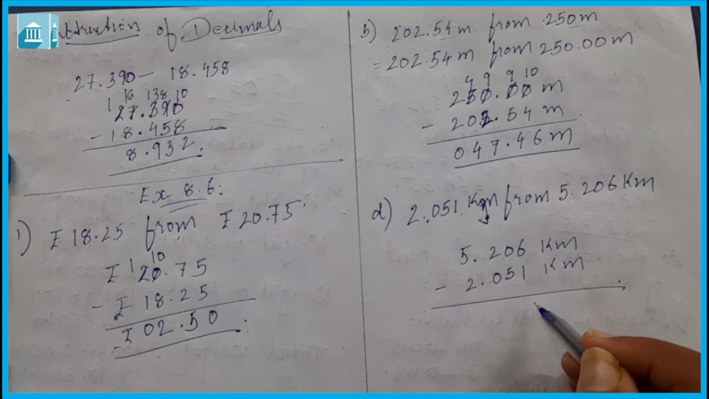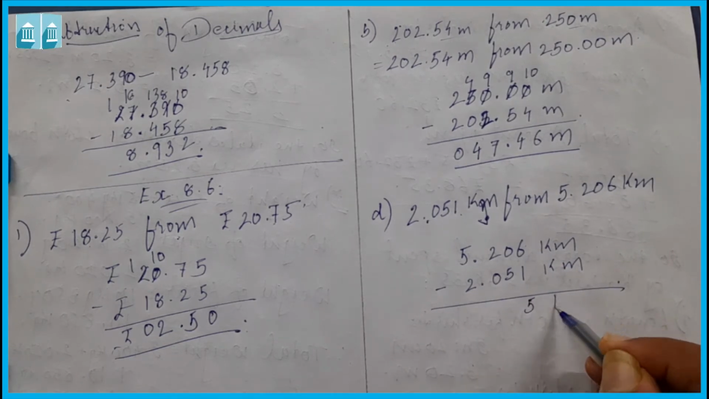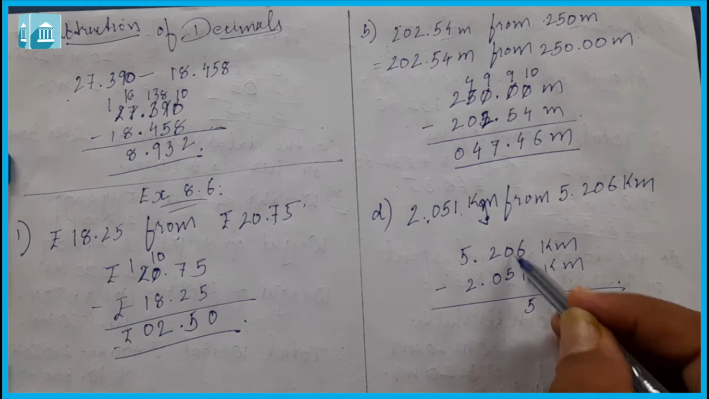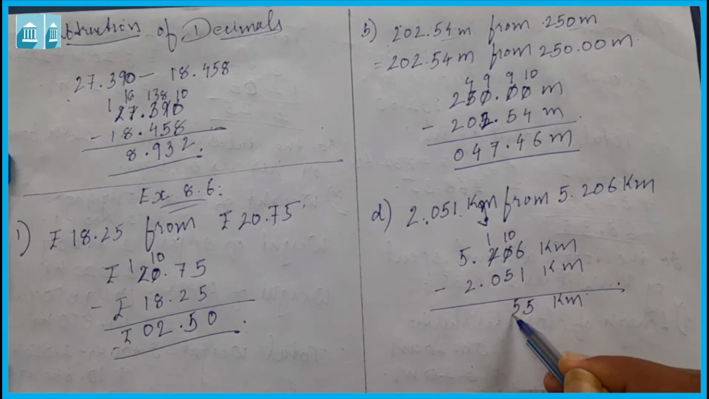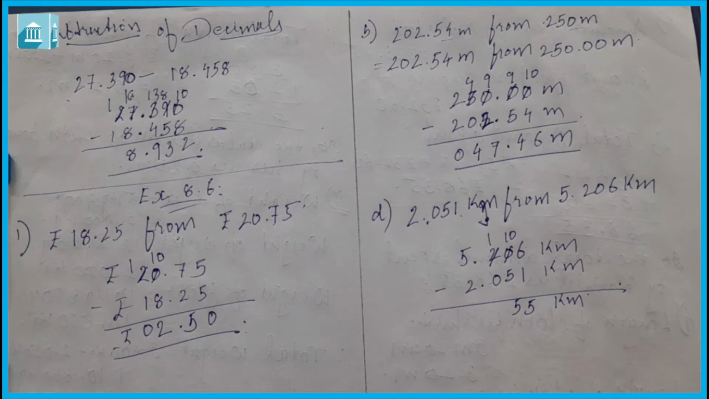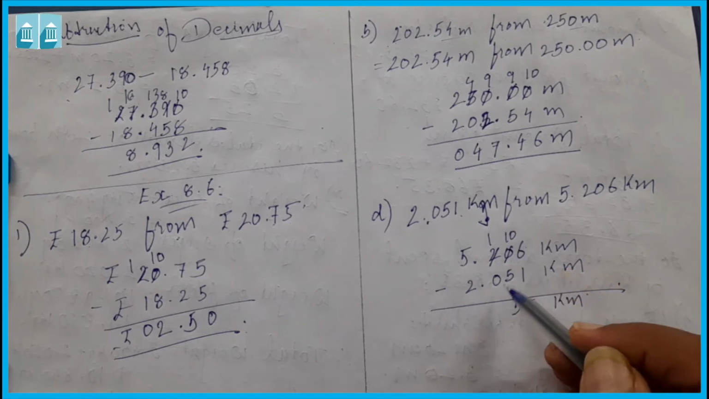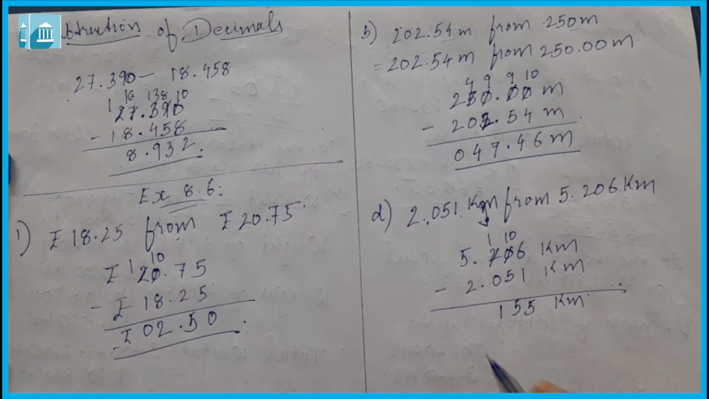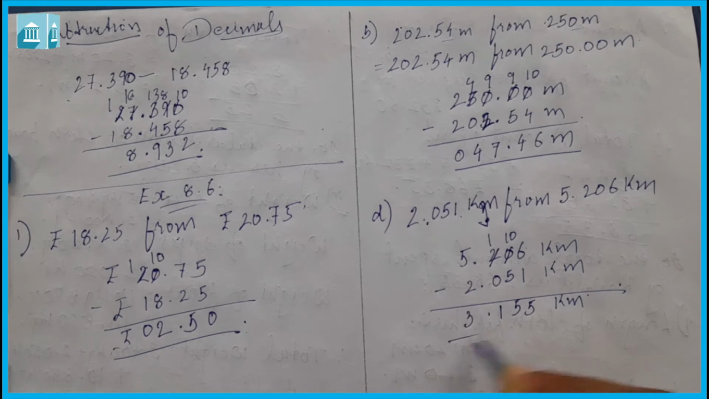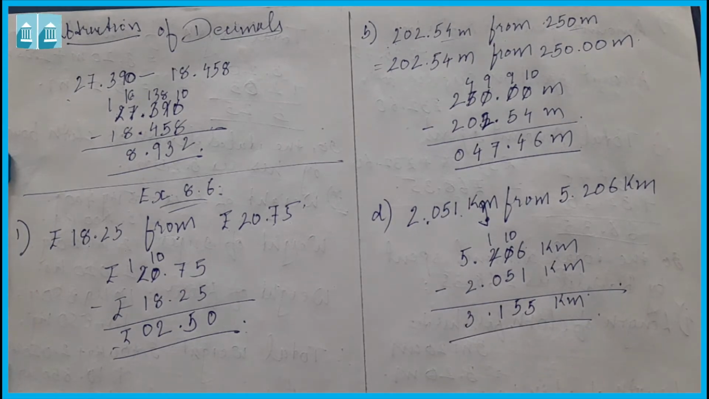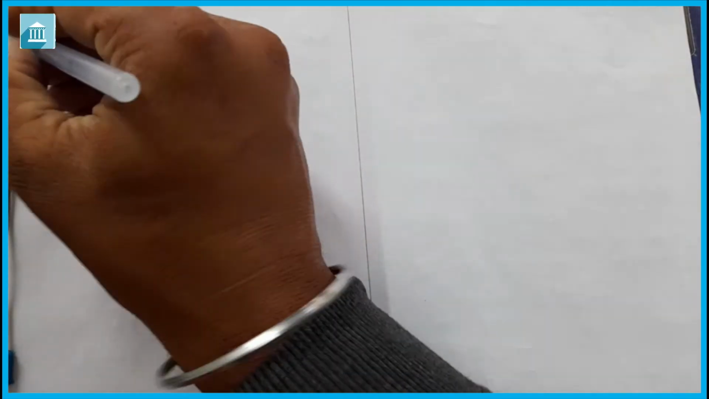When we subtract it, 6 minus 1 is equal to 5. Then here it will be 1, here it will be 10. 10 minus 5 is again 5. Then here it will be 1. Now 5 minus 2 is 3. So the answer is 3.155 kilometer. Let us come to question number 2.